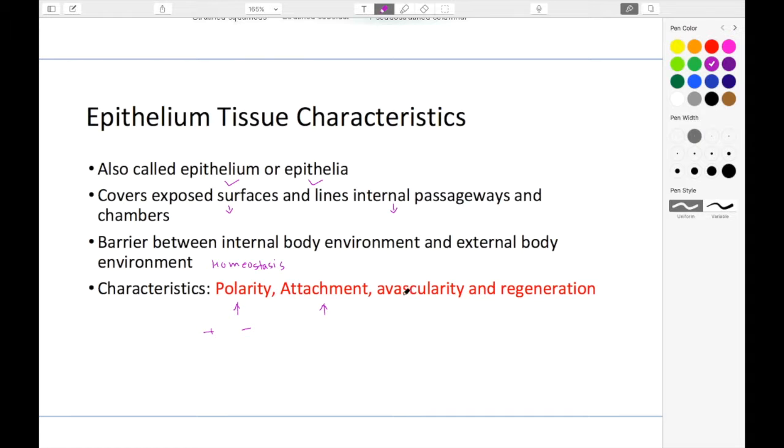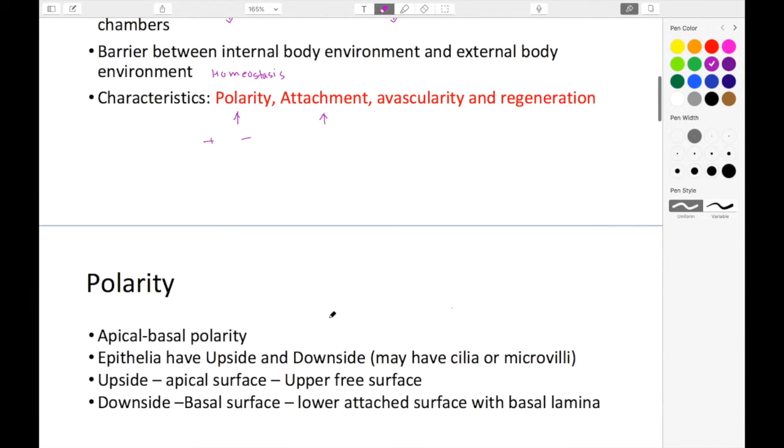Avascularity. You know about vascularity. Vascularity means the supply of blood. Avascularity means maybe no supply of blood. We'll focus on that too. Regeneration. You might think of regenerating something. Oh, that's interesting. Maybe you can regenerate this type of epithelium tissue. Who knows? We're going to focus on that one too. So let's start with polarity first.